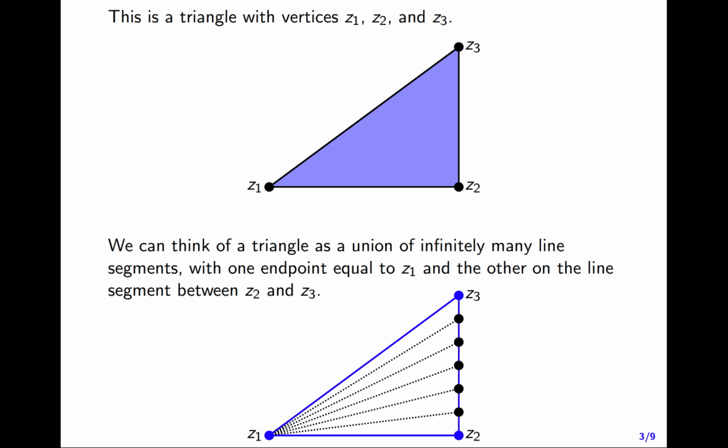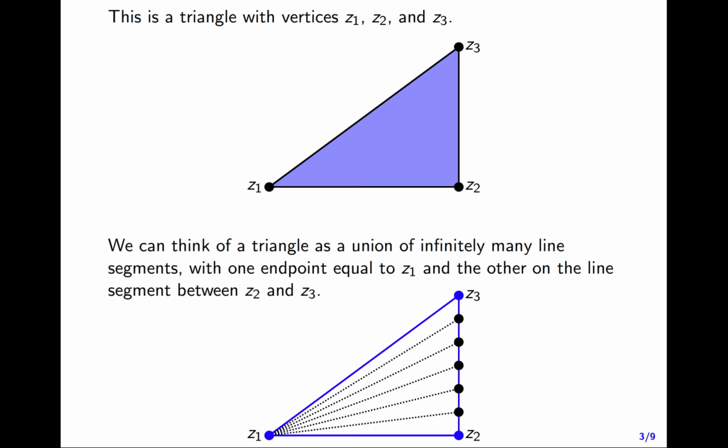Let's think of a triangle in a more complicated way. A triangle is really a union of infinitely many line segments, where one endpoint of the line segment is Z1, and the other endpoint of the line segment lies between Z2 and Z3. So start over at Z1 and draw a line from Z1 to some point on the line segment from Z2 to Z3.